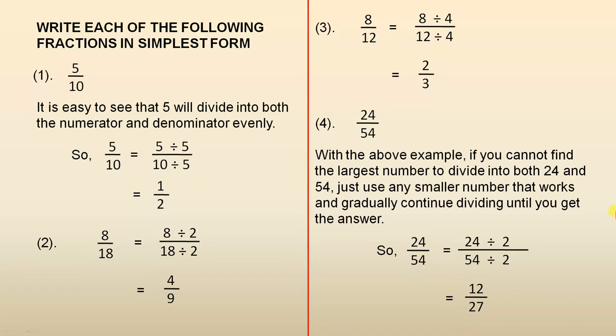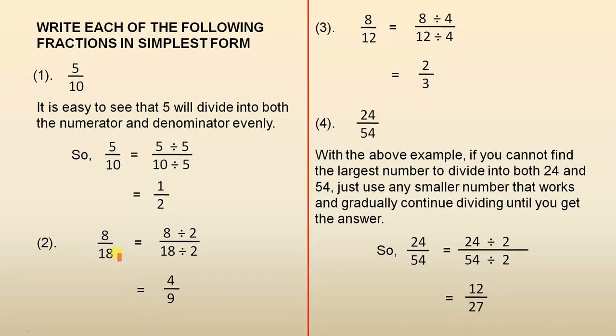Write each of the following fractions in simplest form. Example 1. 5 over 10. It is easy to see that 5 will divide into both the numerator and denominator evenly. So, 5 divided by 5 gives you 1, 10 divided by 5 gives you 2, so the answer is a half, and that's in simplest form.